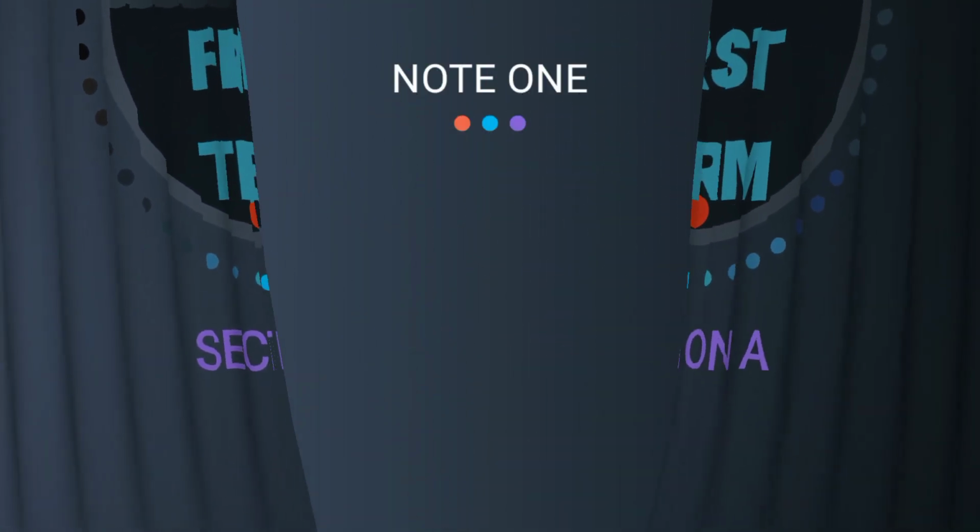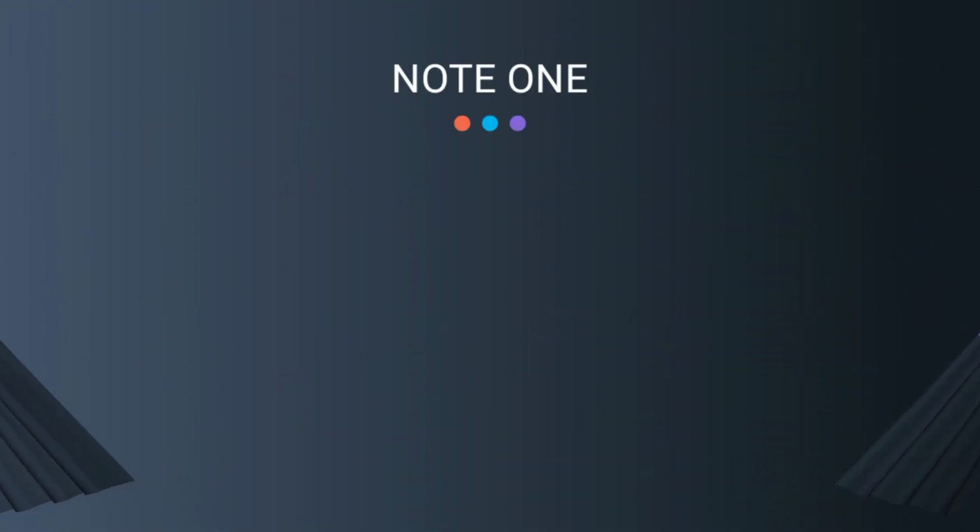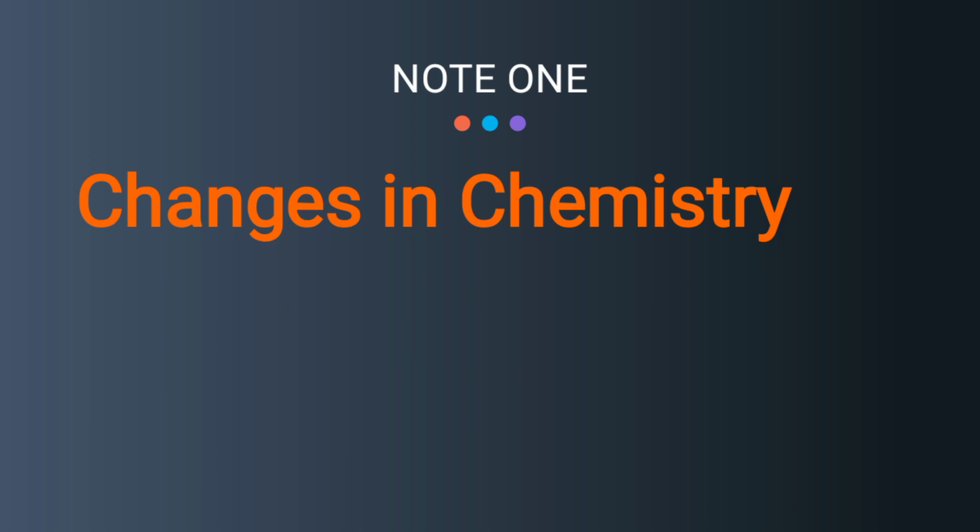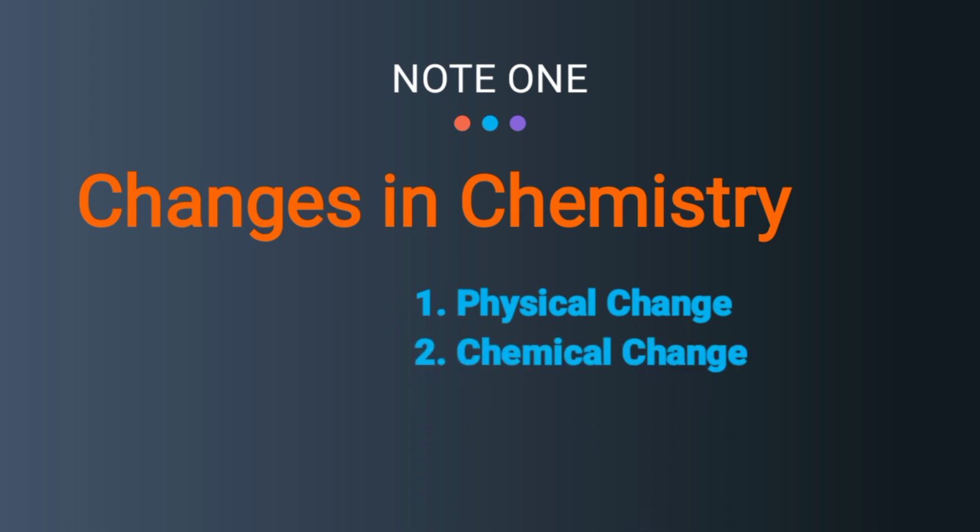I want you to look at what I would like you to study. Changes in chemistry. We have two types of changes in chemistry: one is physical change, and the other is called chemical change. Try to get the definition of physical change and chemical change. If they ask you to define physical change, you can just tell them that physical change is a type of change in which no new substance is formed and it is easily reversible by physical means.